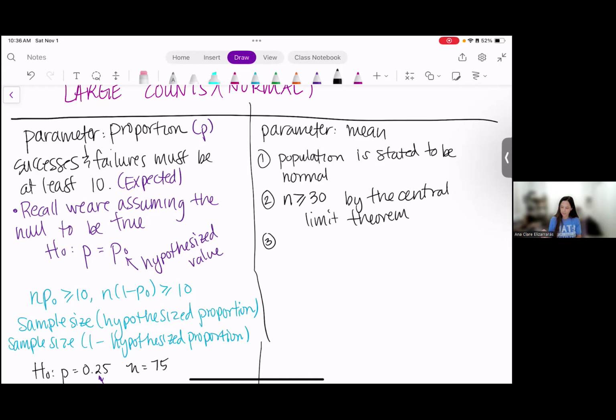And then third, if your sample size is not at least 30, you need to graph it. And you need to verify by either a normal probability plot or your histogram and your box plot that there's no strong skewness or outliers.